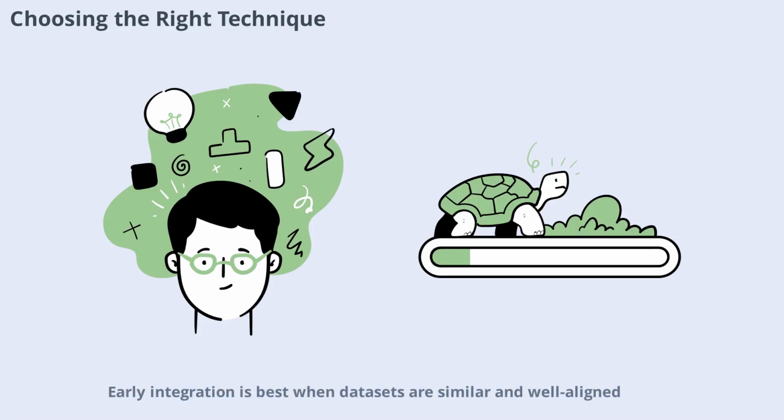Early integration is best when datasets are similar and well-aligned. Intermediate integration offers flexibility for diverse data types, while late integration is ideal when datasets are highly heterogeneous. Researchers often experiment with multiple approaches to find the best fit for their specific needs.